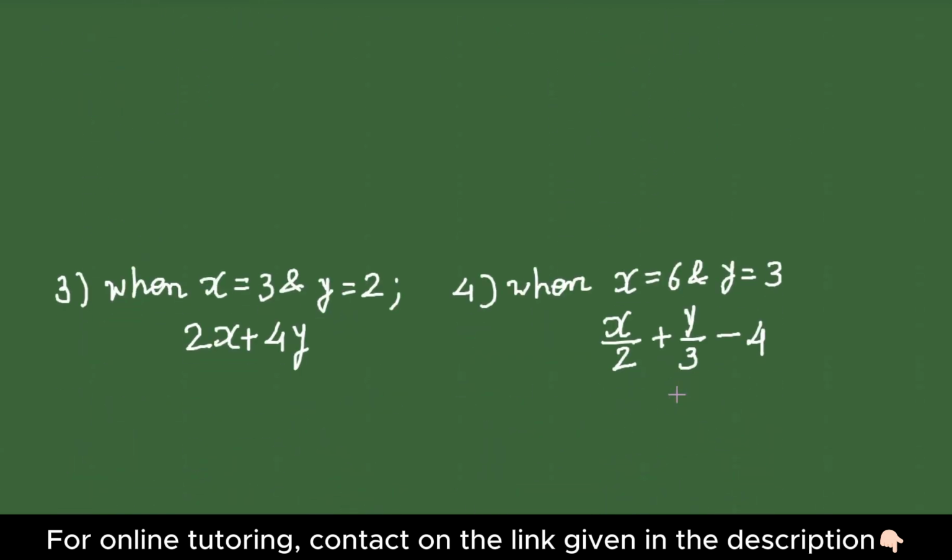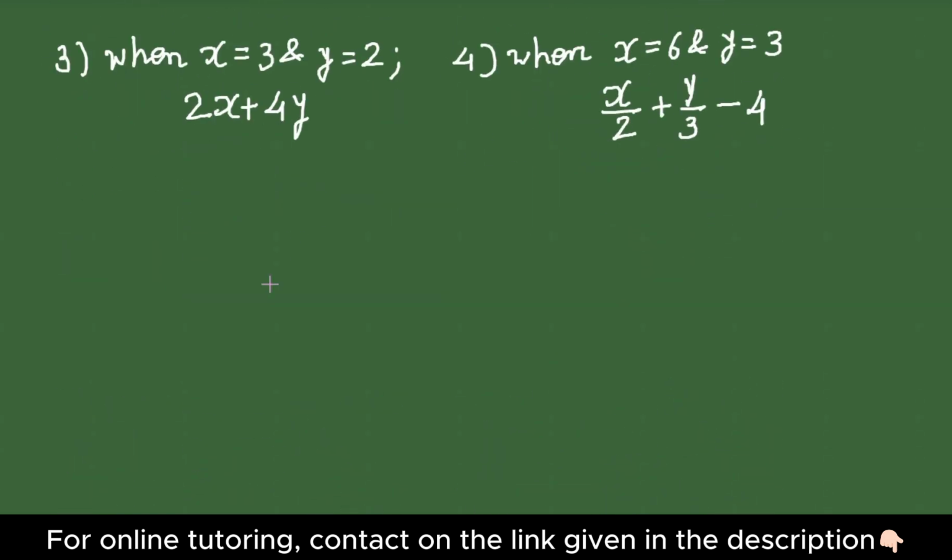Now let us see two more questions with two variables. We have an expression 2x plus 4y in which we have two variables x and y. We want to evaluate it for x is equal to 3 and y is equal to 2. So let us substitute the values. So we will have 2 times x is 3, so 3 plus 4 times 2 because y is 2.